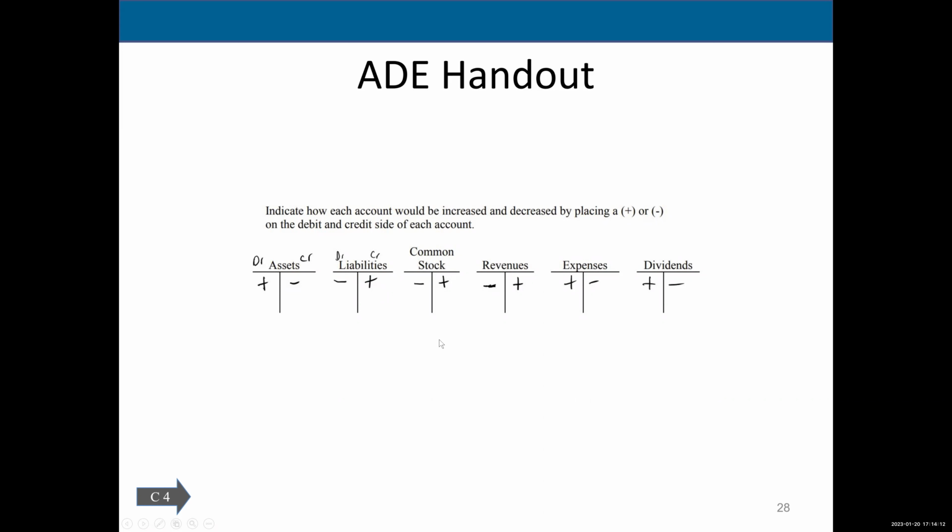Common stock. Is that part of AID? No. So you increase it with the credit. Now, if you increase it with the credit, you must decrease it with the debit.